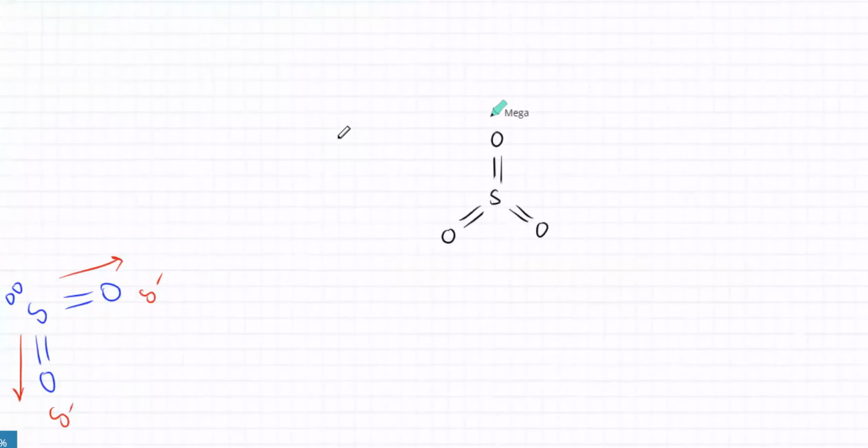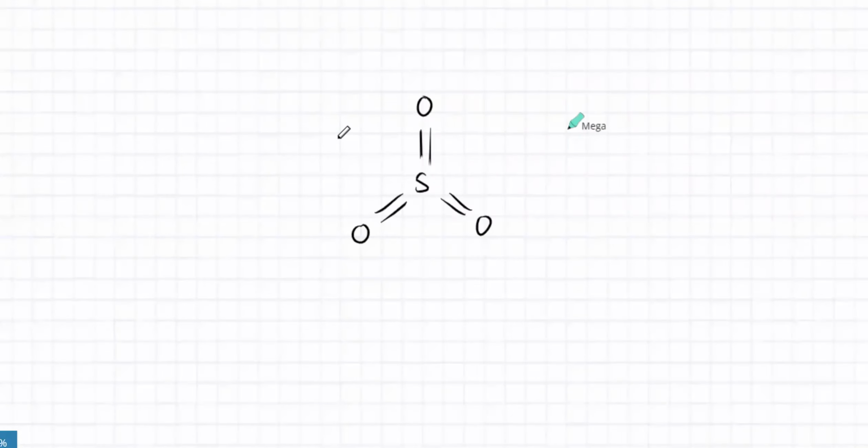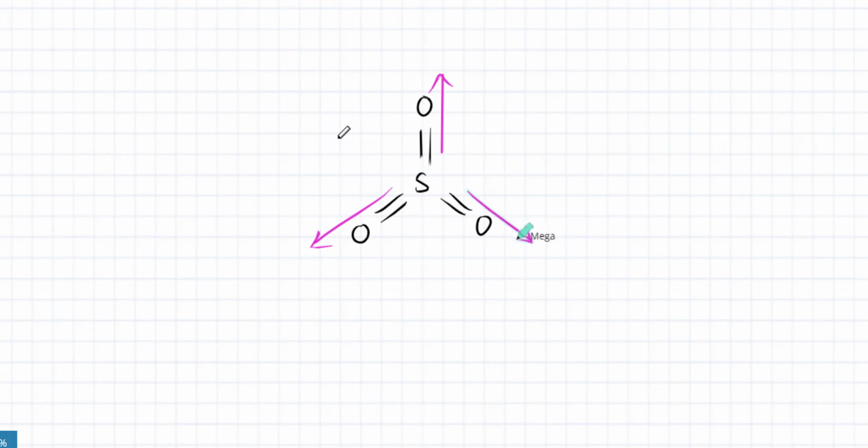So let's talk about sulfur trioxide now. In sulfur trioxide, you've got 3 oxygens. So the molecule has no lone pairs. Oxygen is group 6, so 2 electrons shared here, 2 electrons shared over here, 2 electrons shared over here. So in this case, there is no lone pair. All the oxygens are trying to pull the electrons in 3 different directions.